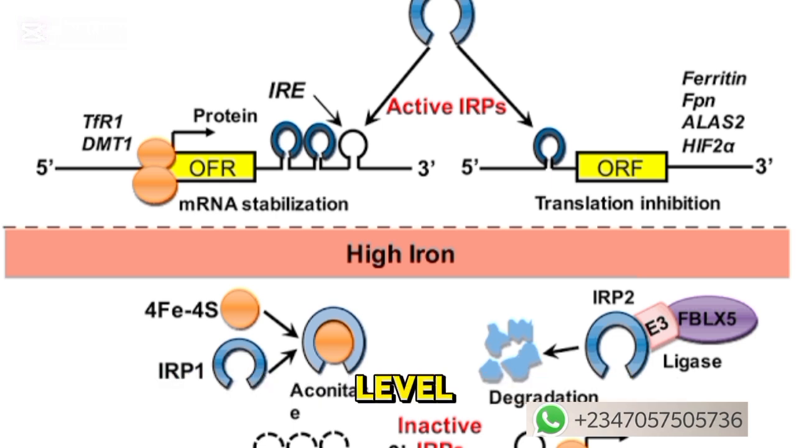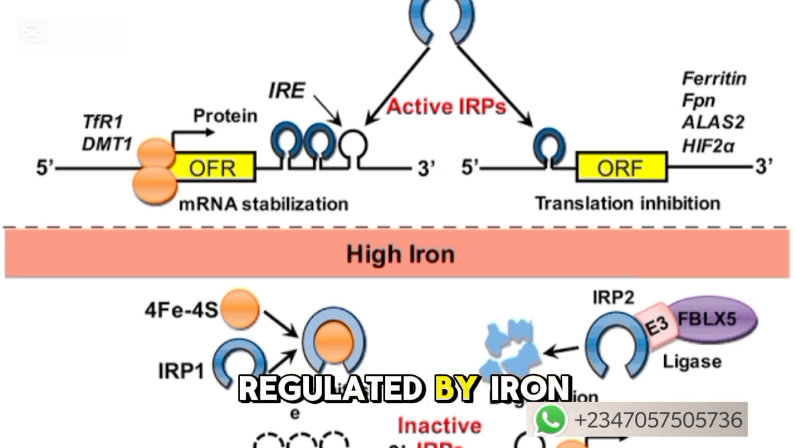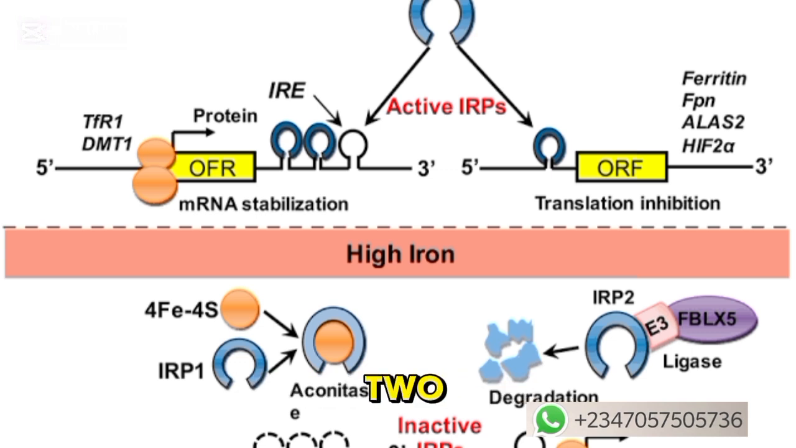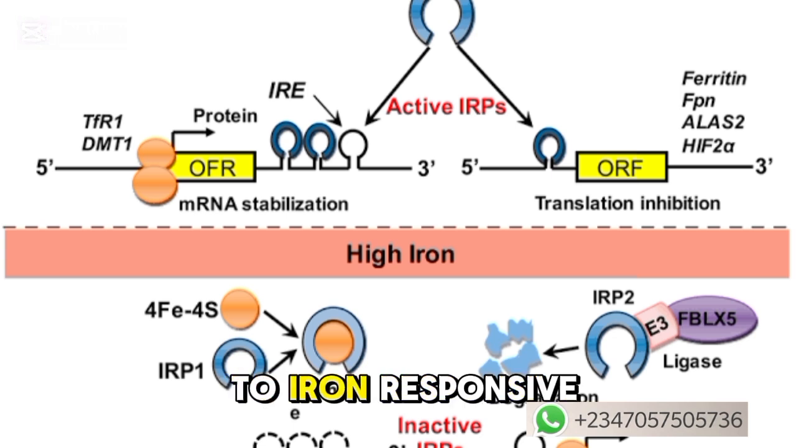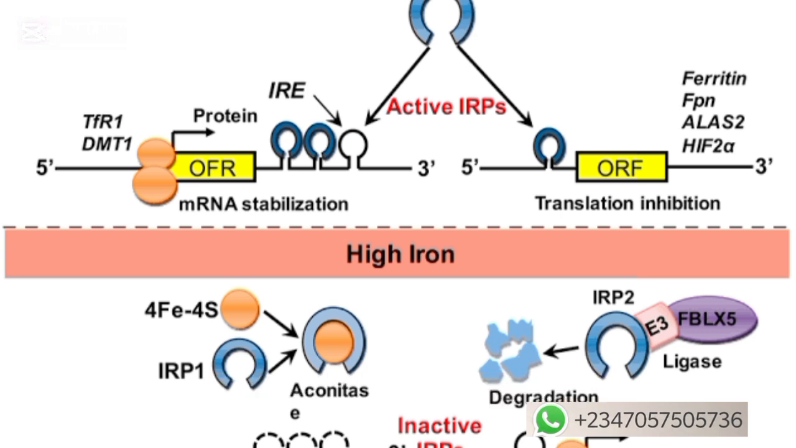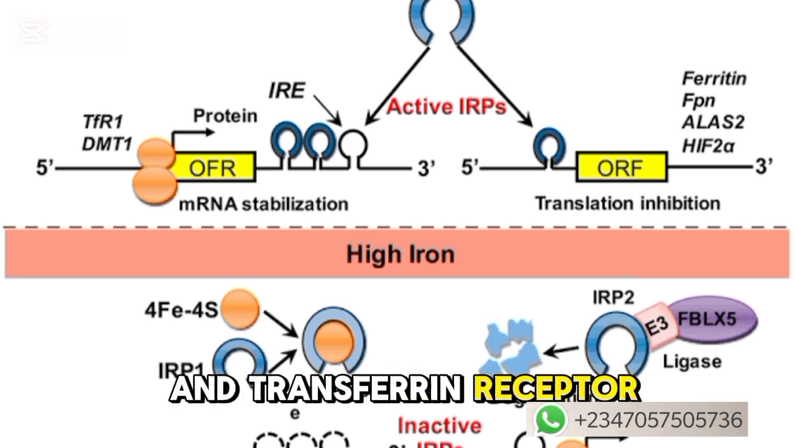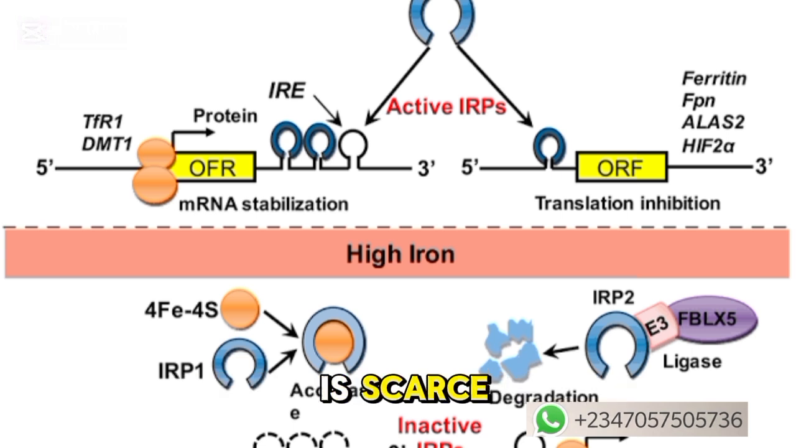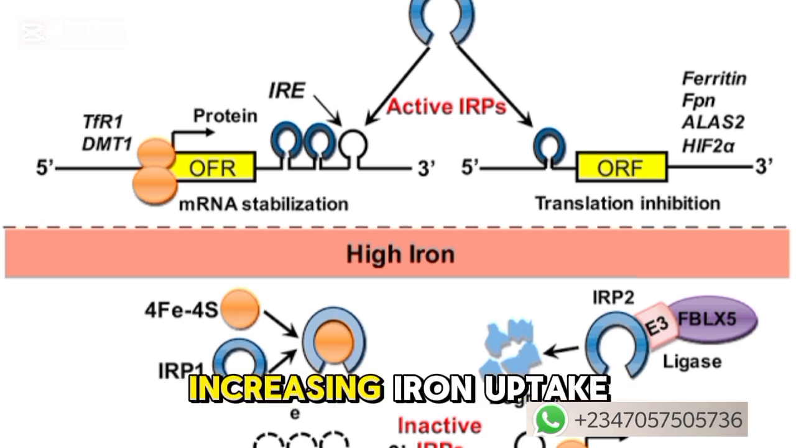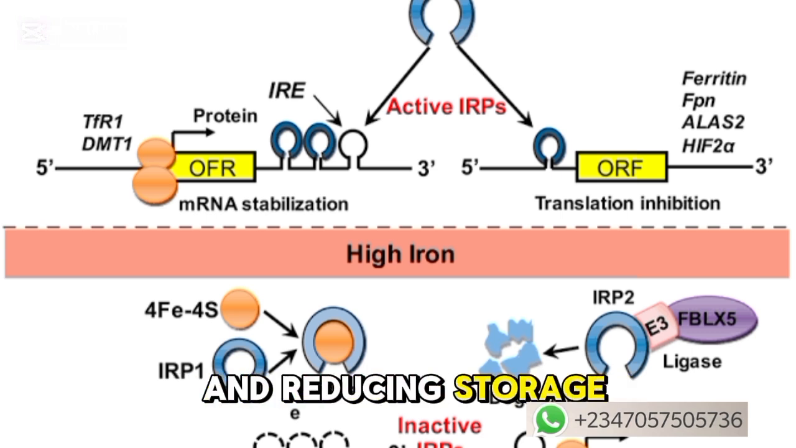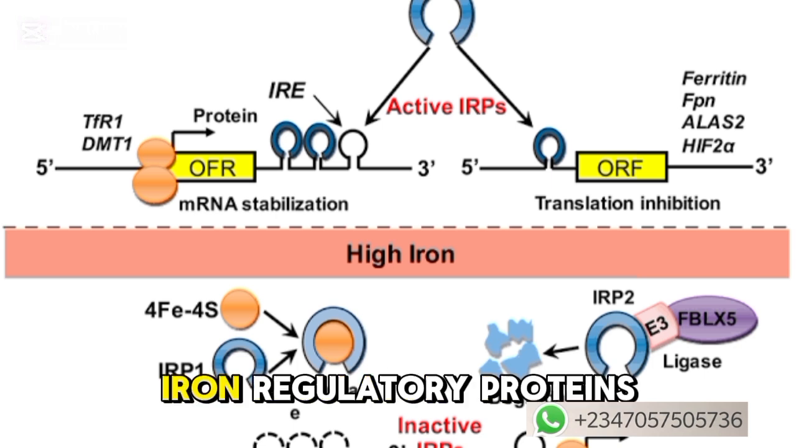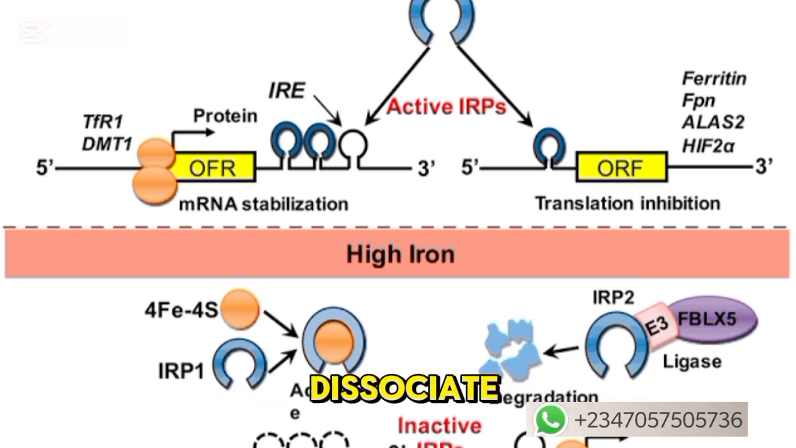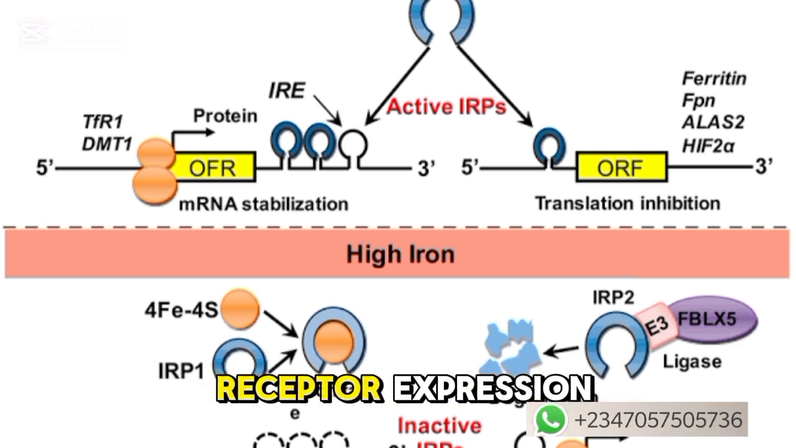At the cellular level, iron metabolism is regulated by iron regulatory proteins 1 and 2. These proteins bind to iron-responsive elements on messenger RNAs encoding iron-related proteins, such as ferritin and transferrin receptor. When intracellular iron is scarce, iron regulatory proteins bind to iron-responsive elements, increasing iron uptake and reducing storage. When iron is abundant, iron regulatory proteins dissociate, allowing increased ferritin synthesis and decreased transferrin receptor expression.